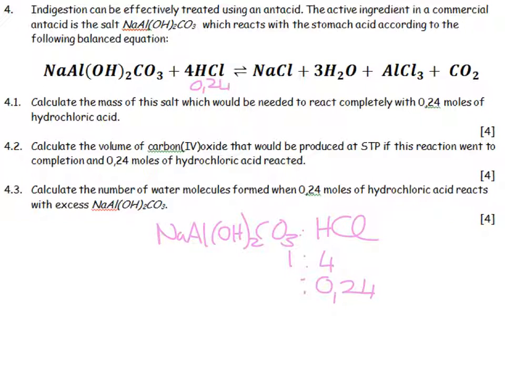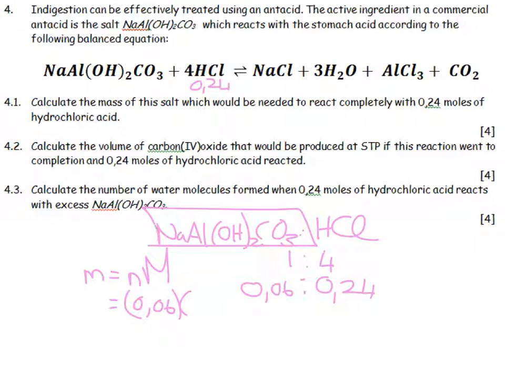What do I need to do? Divide by 4 and times by 1. That gives me 0,06. So therefore, what is the mass that I'm going to get? Mass is equal to number of moles times molar mass, 0,06, multiplied by the molar mass of all of that, which is 144, and I get 8,64 grams.